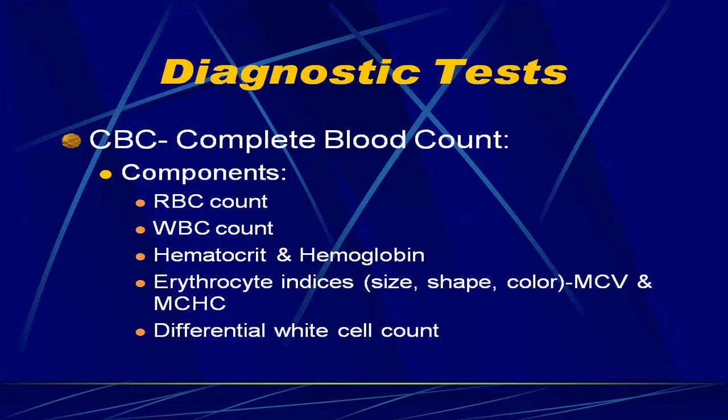We look at a differential white cell count because we have different types of white blood cells. We have lymphocytes, monocytes, macrophages. We have neutrophils, eosinophils, basophils. All of these are different types of white blood cells. So within a complete blood cell count, we're also getting a differential white cell count and looking at the different types of white blood cells.